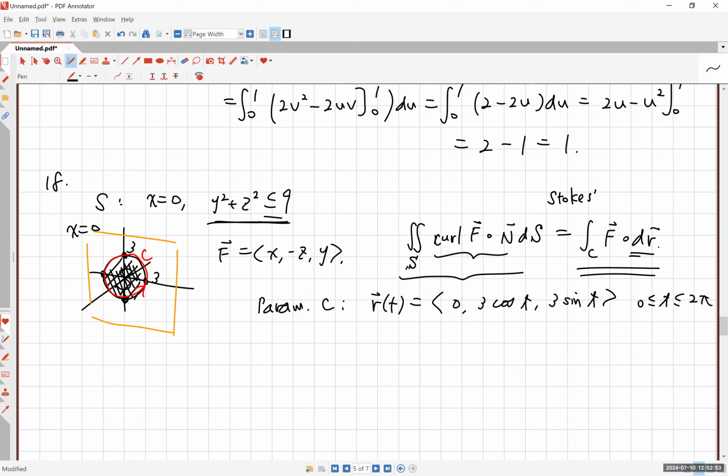What else do you need? Well, this is R prime dt, right? So I have to have R prime. So that's 0, negative 3 sine t, 3 cosine t.